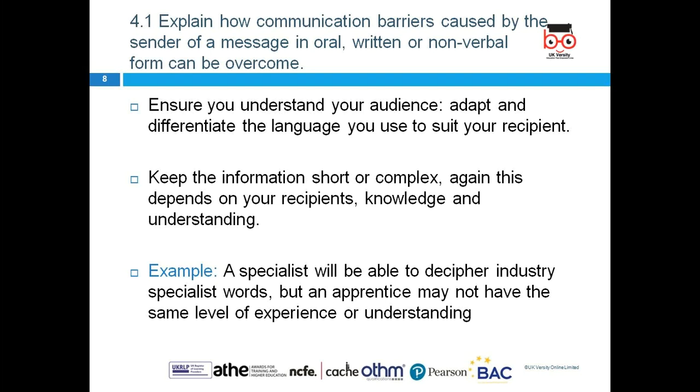An example of this could be that a specialist will be able to decipher industry specialist words, so your terminology, but don't expect the apprentice that has just joined the company to be able to understand the same type of terminology. If you start telling me about all these new terms, jargons that are used in the business world, I may or may not understand them. I might have a concept of certain things, but it's not necessary that I'll know everything. But somebody who's been within the industry for a very long time will probably have a bigger understanding of these things and be able to keep up a lot easier. So again, it all boils down to you adapting how you talk, what you're saying, for each person.